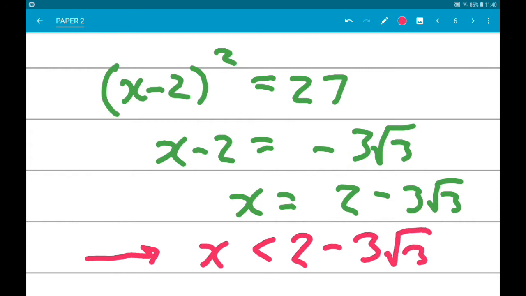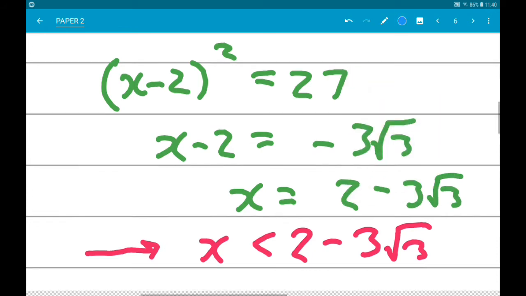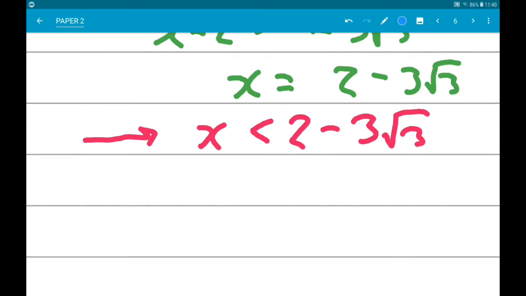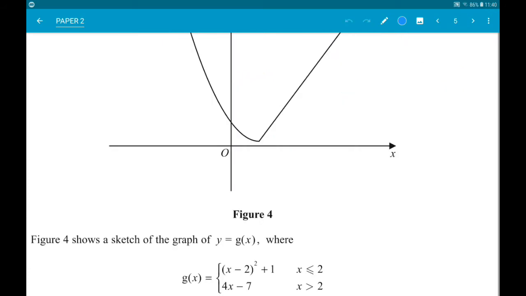Alright, now on the other side, we then need 4x minus 7 to be greater than 28.